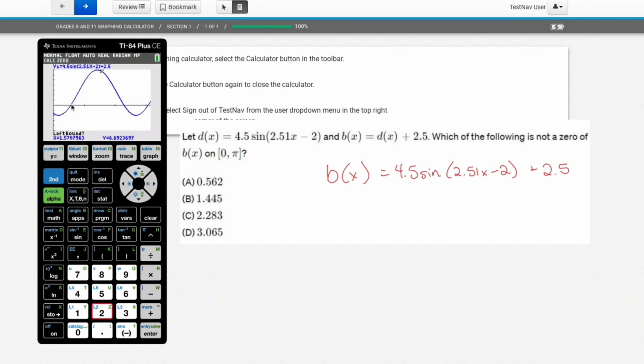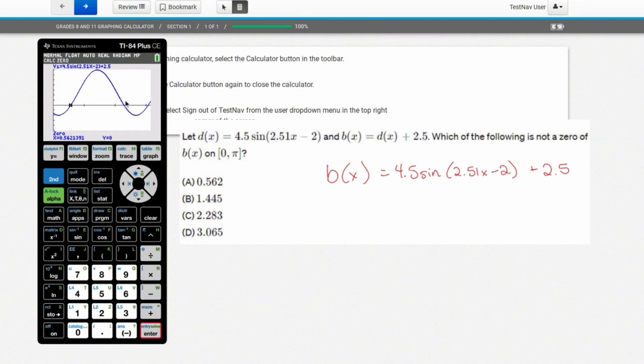Zeros are where your line or curve crosses the x-axis. So to find the first 0, I go to the left of it for the left bound, hit enter. Go to the right of it for the right bound, hit enter. This tells me that my 0 exists in between the 2 little arrows, which is correct. Always hit enter for guess, and we get 0.562, which means A is a 0, so we're going to cross it out.